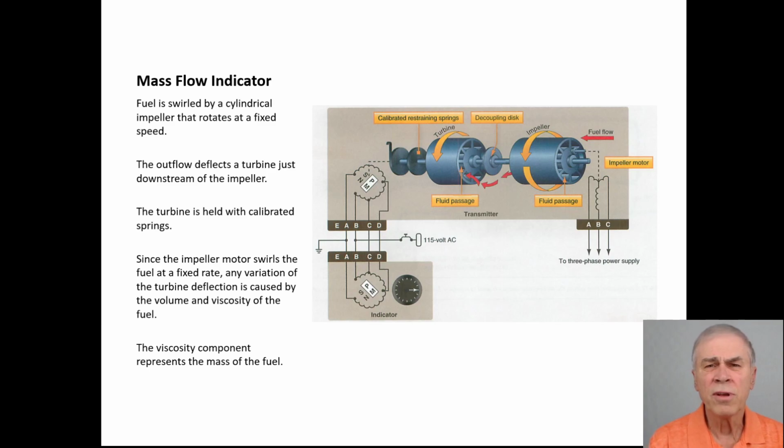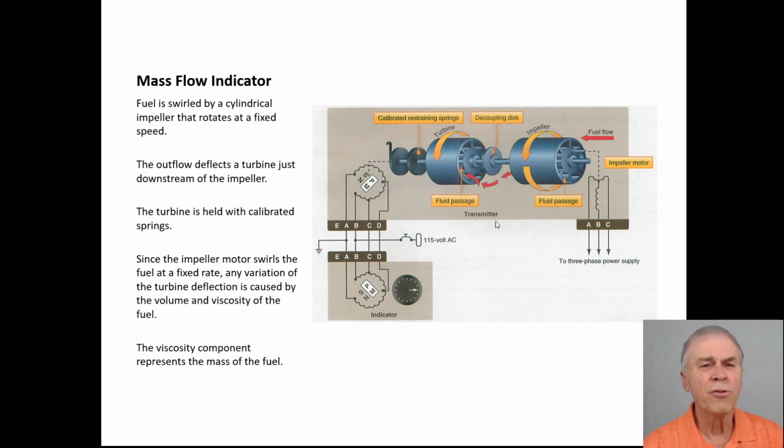This one here is using little cylinders. Fuel is swirled by a cylindrical impeller that rotates at a fixed speed, and you can see the impeller that is actually turning at a fixed speed. It is actually moving the fuel downstream to make it turn a turbine. The outflow deflects a turbine just downstream of the impeller. The turbine is held with calibrated springs, last two items, downstream.